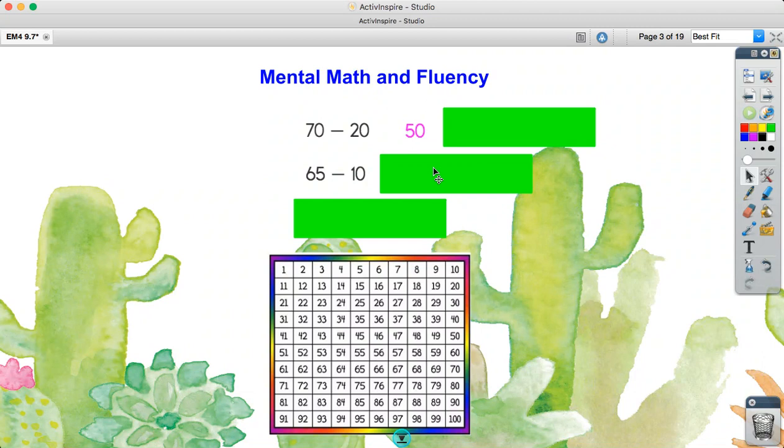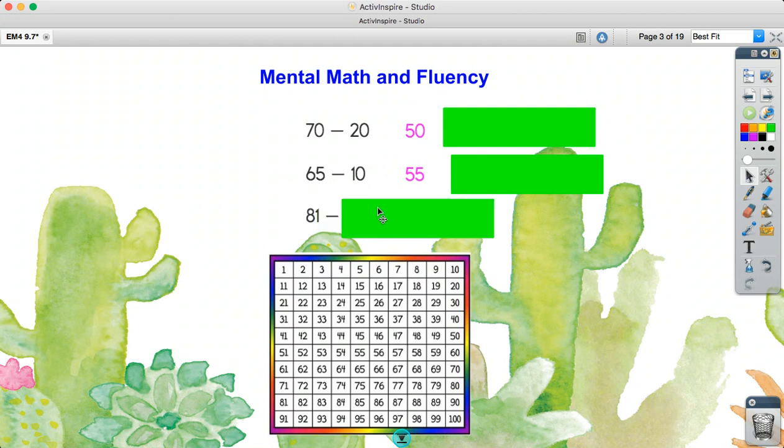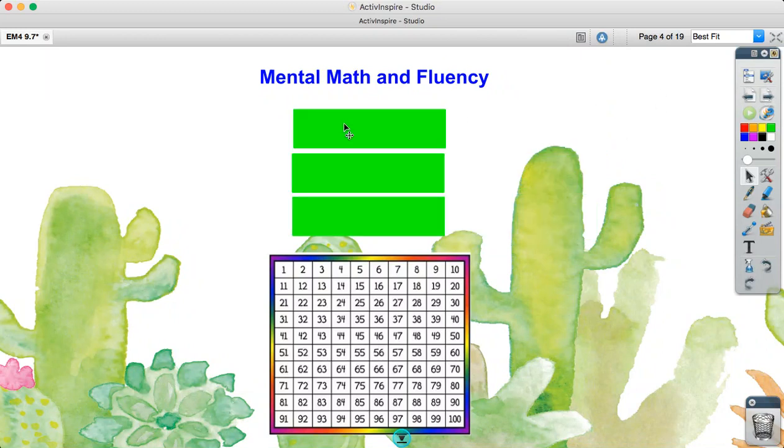65 minus 10 equals, the answer is 55. 81 minus 30 equals, the answer is 51. Great job so far. 75 minus 25 equals, the answer is 50.